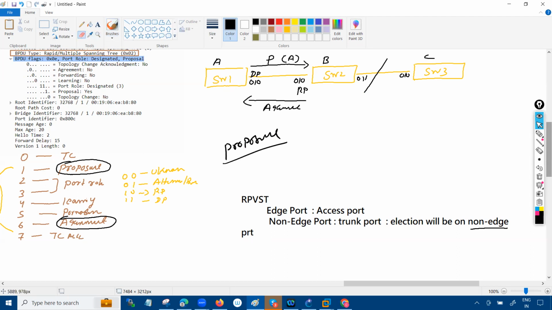After that, it makes an election on the next segment. Switch 2 will send the same proposal flag to switch C, informing it that switch A is the root bridge, with the MAC address of switch 1, because switch 1 is the root bridge. Switch 3 will receive it. If it has any non-edge port, it will put that port in the blocking state. If it doesn't, it will send an agreement flag and convert this port into the RP, and then it will receive the agreement and change this port into the DP. So the basic idea is called proposal and agreement.